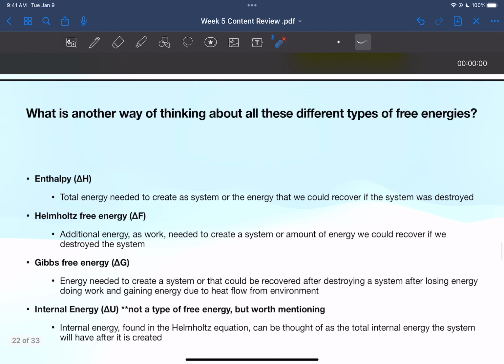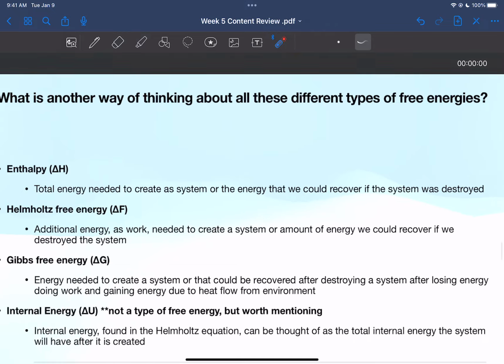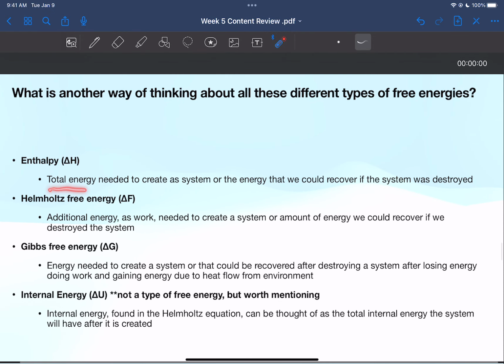Now, there's another way to think about all these different types of free energies, and I can go over that here real quick. So enthalpy, delta H, we can think about that as the total energy needed to create a system or the energy that we could recover if the system was destroyed. And these are all going to be very, very similar to each other.